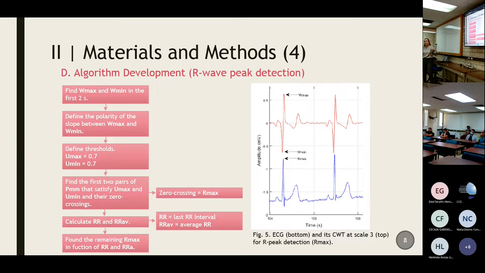When we determine the first two peaks of the R wave, we also determine the RR interval and RRV as well as the heart rate. And then we can look for the next peak of the R wave. For this we use, at the beginning, a search window of 200 milliseconds. And if the PMM is greater than the U max and U min, the thresholds are still calculated, and with this the thresholds.